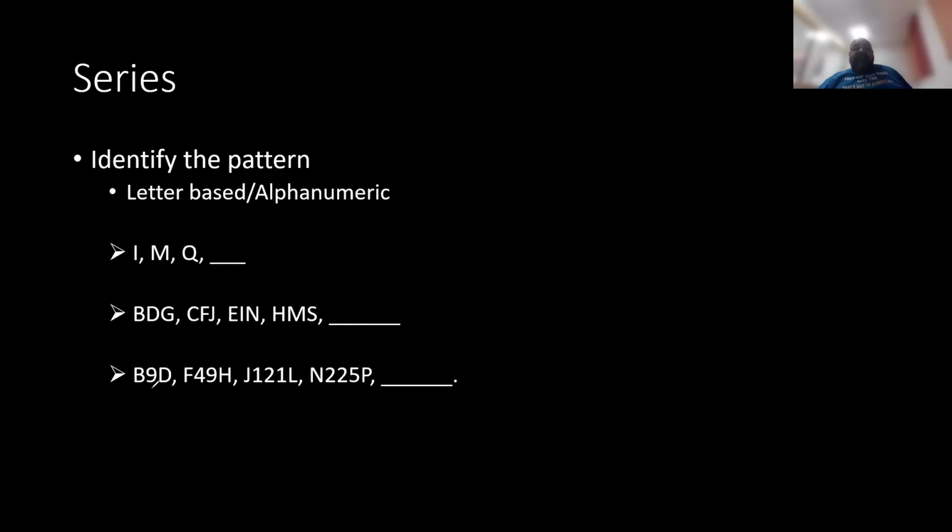Similarly, if I look at these numbers, this is 3 squared, 7 squared, 11 squared, 15 squared. A difference of 4, 4, 4. So the number here will be 19 squared, which is 361.